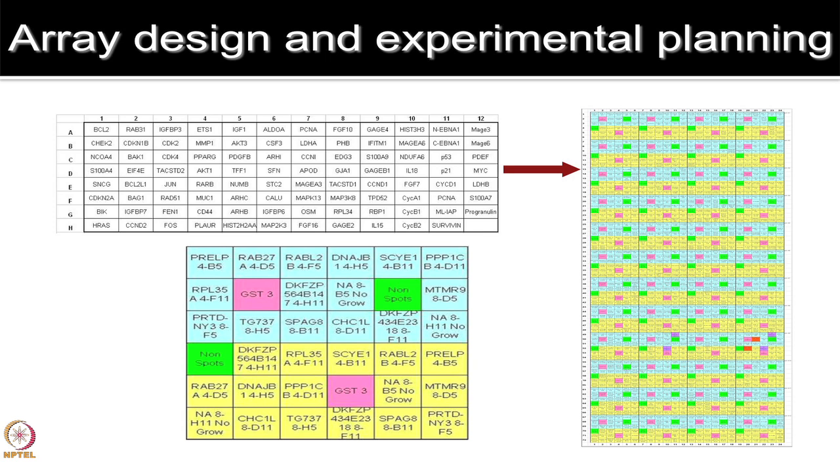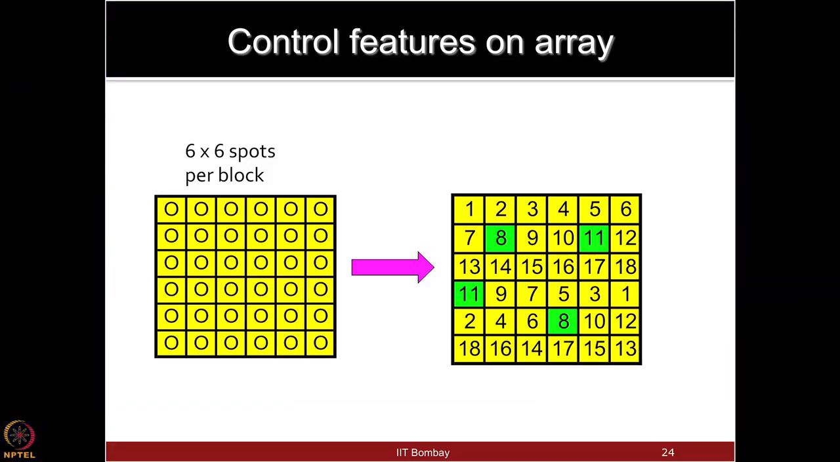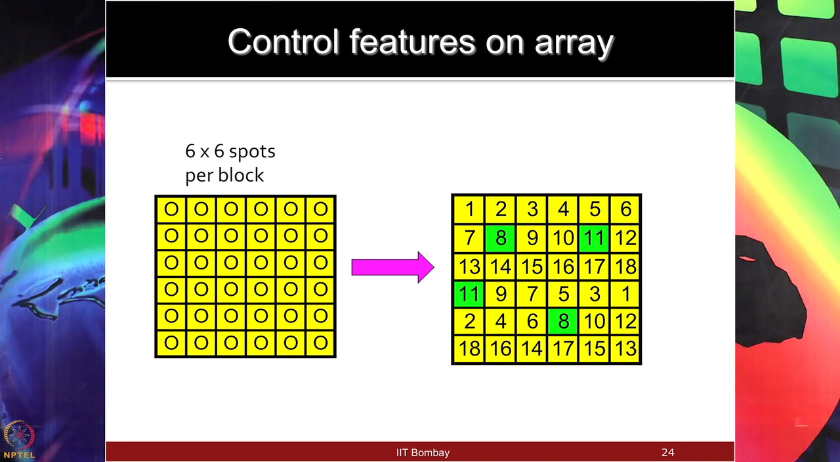So, many of these controls you want to keep far apart on the full block so that you can ascertain the quality of the whole array. This is a closer look at one block of this whole high density array chip, and you can see the number 11 gene is shown far apart, number 8 gene again diagonal, and they are actually quite far apart from being on the neighboring side, so that one could look at the signal of both and ascertain how good and reproducible these signals are.